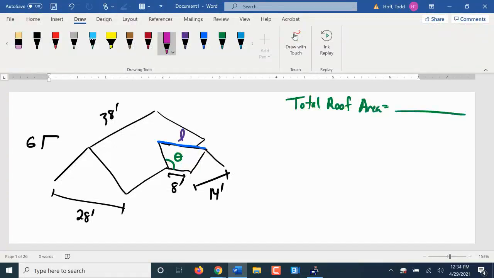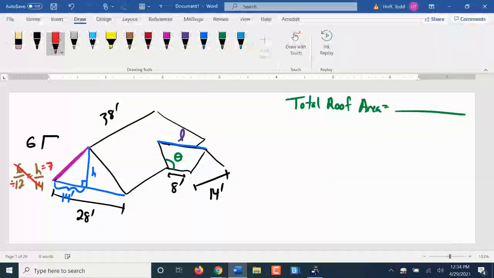First thing I'm going to find is the length of my top chord here, the length of my roof surface. So to do that, I'm going to look at this triangle, and I'm going to find that height. That height comes off of the fact that our run is half of our span, so it's 14 feet. And we use our 6/12 slope. 6 over 12 equals h over 14. When we cross multiply and divide here, we get that h is 7 feet. H is 7 feet.